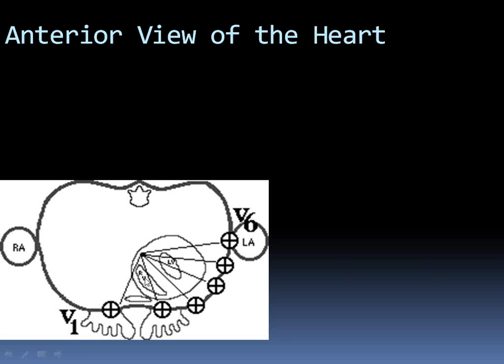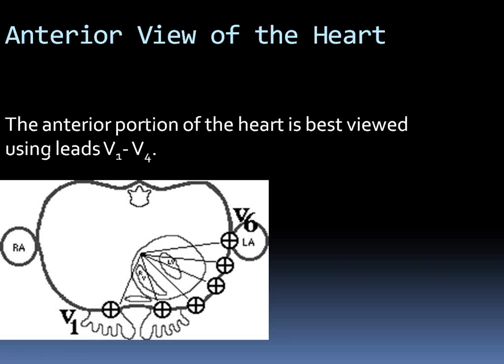V1 and V2 are on top of the right ventricle. This is the right ventricle. V4 to V6 are on top of the left ventricle. This is the left ventricle. Left ventricle, right ventricle. V1, V2 on right ventricle. V4 to V6 on left ventricle. Remember this.